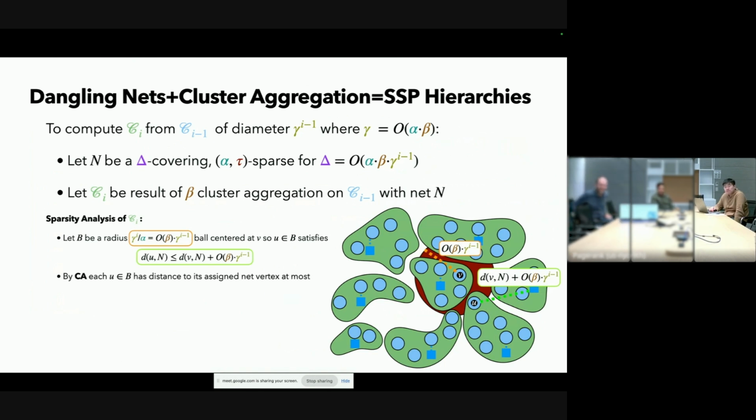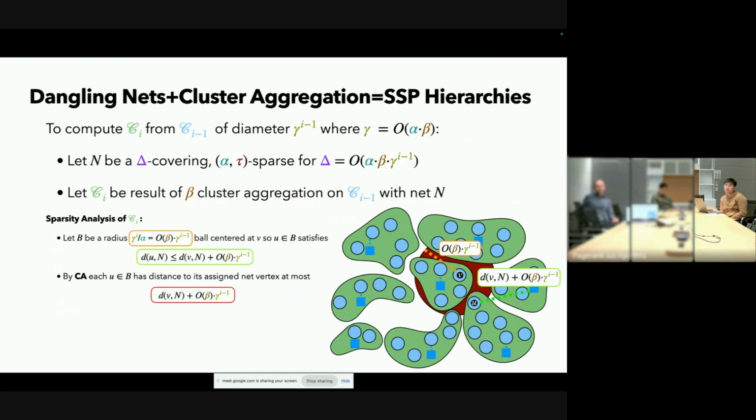So what do we know? Well, U didn't get to go to its nearest net vertex. Cluster aggregation aggregated U to some other net vertex, but one which is pretty close. Namely, you should pay at most the distortion factor, beta, times the diameter of each of these blue parts, which if you remember is gamma to the I-1. I'm just saying parameters here, but the point is that if you measure U's distance to the net vertex that it gets aggregated to, that should be at most its distance to its nearest net vertex plus another beta times gamma to the I-1.